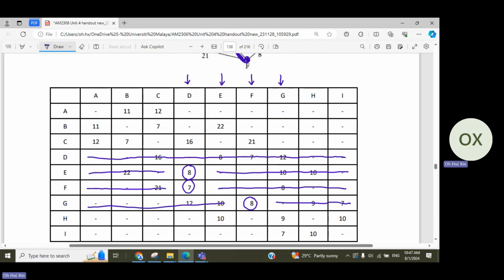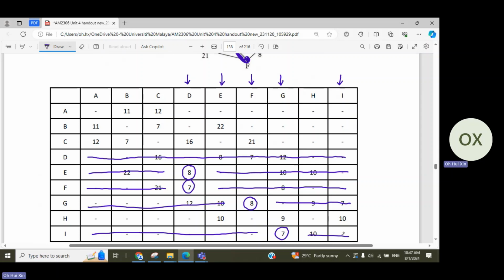Okay, so now as we move on, there are 4 columns that we need to look at, right? So D, E, F, and also G. So that's why 16, 22, 21, 10, 9, and 7. And the smallest number is 7. So that's why circle 7. 7 brings us to I. Arrow at I. Strike through the entire thing for I.